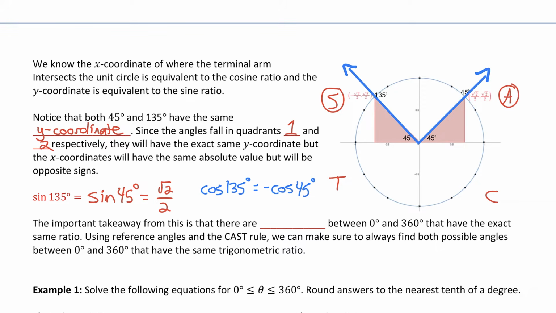And based on CAST rule, you would know that in quadrant number 2, since only sine is positive, cosine is going to have to be negative. So cosine of 135 is going to be negative. The important takeaway from this is that there are going to be two angles between 0 and 360 that have the exact same primary trig ratio. So using reference angles and the CAST rule, you'll be able to make sure you find both possible angles between 0 and 360 that have the same trig ratio.